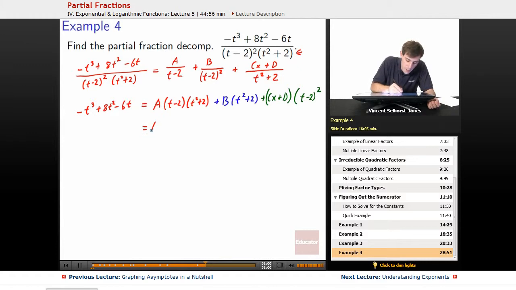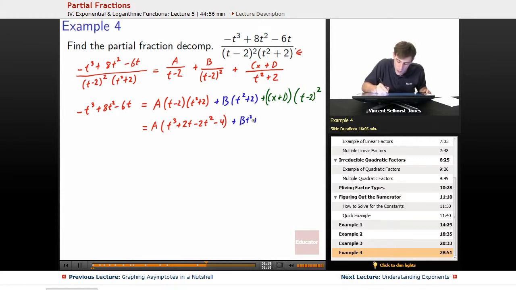So we've got a times, what is t minus 2 times t squared plus 2? So we get t cubed, t plus 2t, sorry, t times 2 becomes 2t minus 2t squared minus 4, okay, plus bt squared plus 2b, okay, plus cx plus d times t minus 2 squared becomes t squared minus 4t plus 4. All right. Move a little bit to the left so we have more room. Still the same thing on the left side.